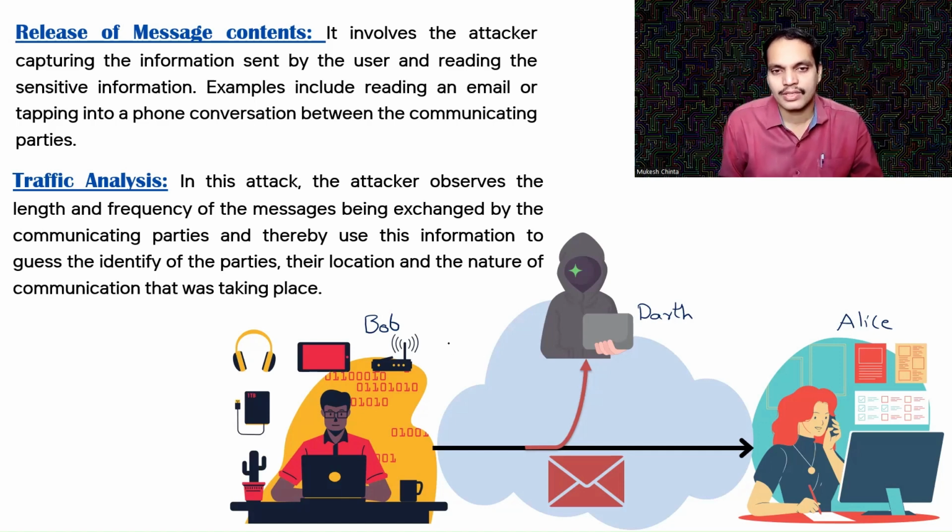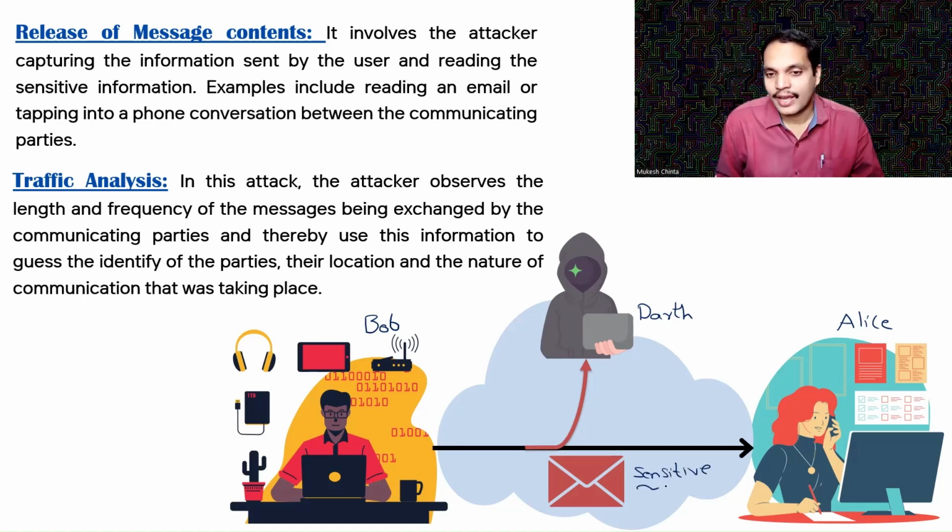So what happens in these passive attacks is that if Bob sends a message to Alice, Darth, who is sitting on the network, somehow has access to this particular channel, and somehow these messages will be read by Darth. Darth does not do any modification to this message. He will be simply listening or just reading all the messages that are sent between Bob and Alice. That is called release of message contents. This message might contain sensitive information also.